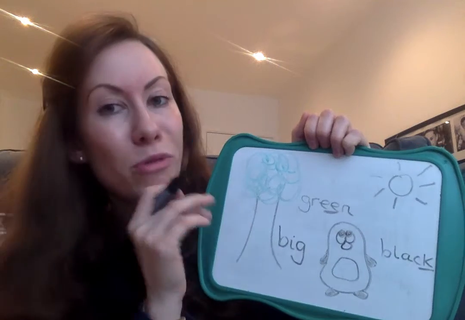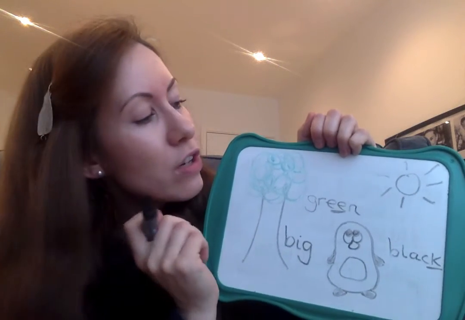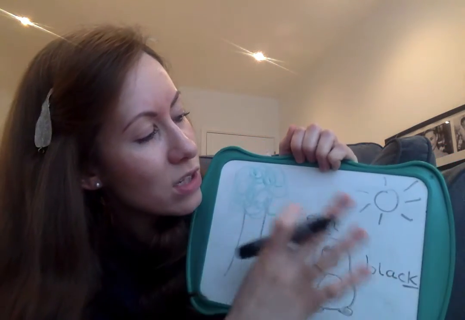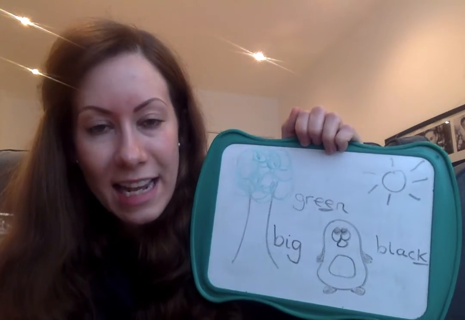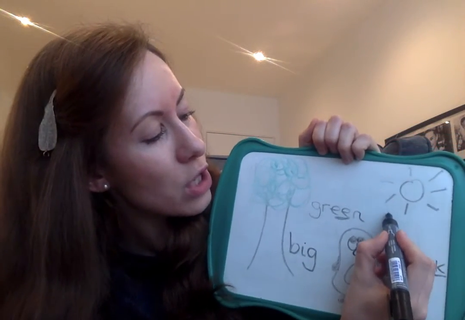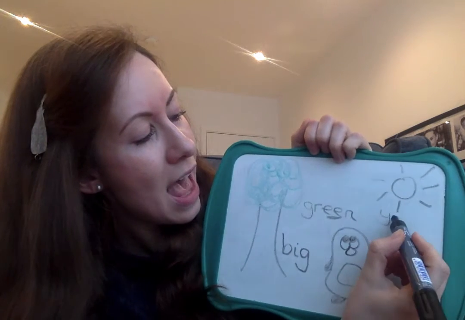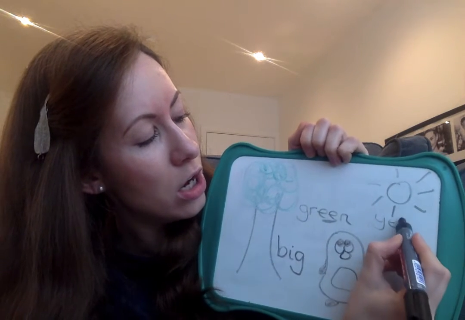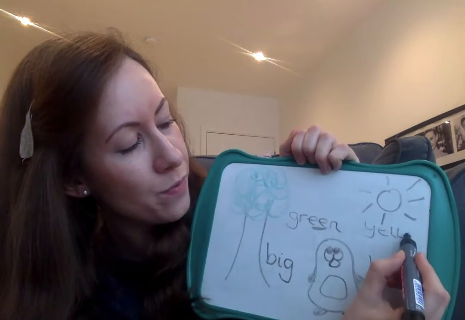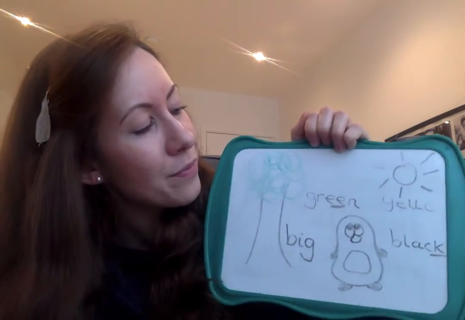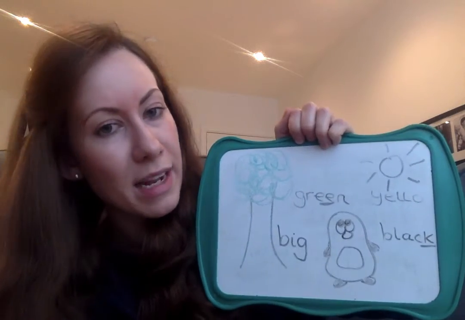Now the sun, remembering we're not labelling sun because we're trying to use describing words. What is the sun like? Well, we could have a go at saying yellow, couldn't we? So we've got the Y, E, L, and there are two L's in yellow. O. That's fine. That's good phonetic spelling, so yellow.